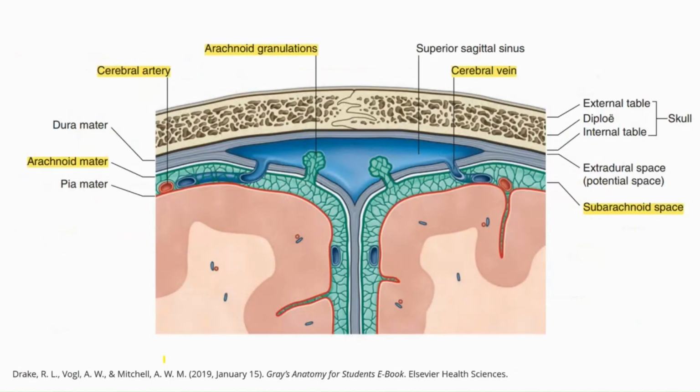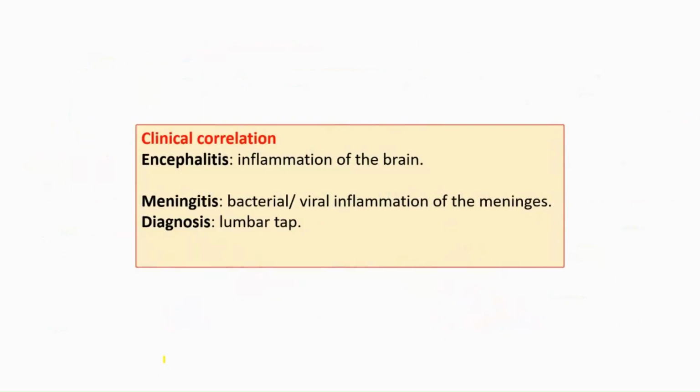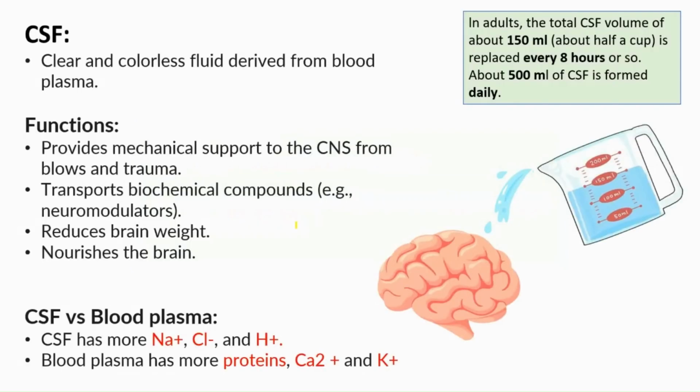Alright, now this is for the meninges. A clinical correlation here: whenever you hear encephalitis, this means there's an inflammation of the brain parenchyma. The brain itself is inflamed. But when we say meningitis, it means that there's an inflammation of the meninges, the layers that we just discussed. For meningitis, the diagnosis is made by a lumbar tap, which will be discussed in further sections.